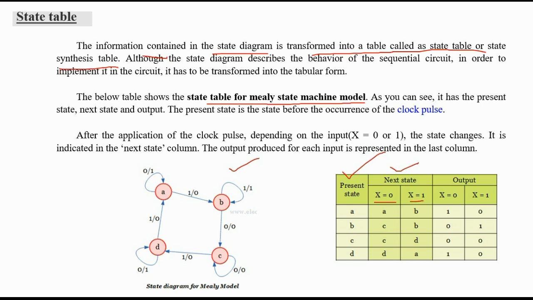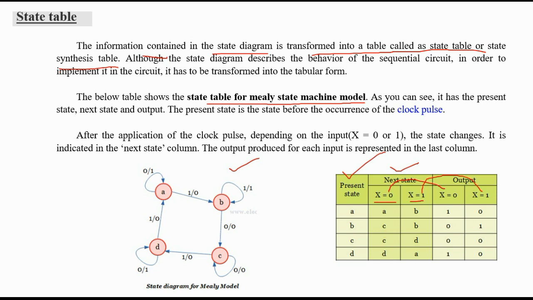And finally, the present state is the state before the occurrence of the clock pulse. After the application of the clock pulse, depending upon the input, the state changes. It is indicated in the next state column, and the output is represented in the last column. So these are the outputs when x equal to 0, and these are the outputs when x equal to 1.